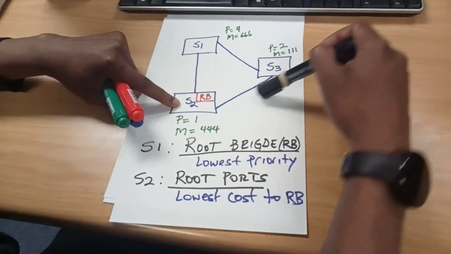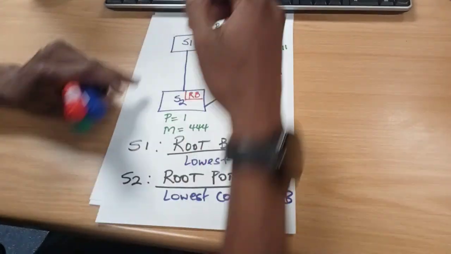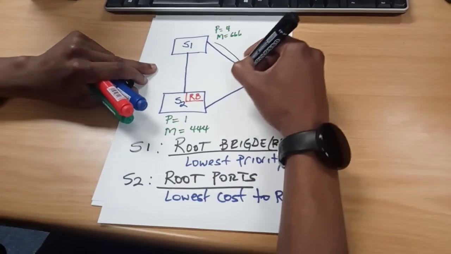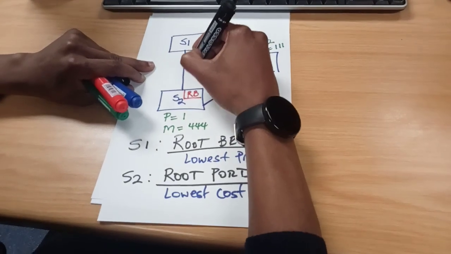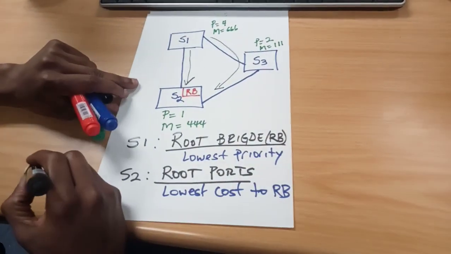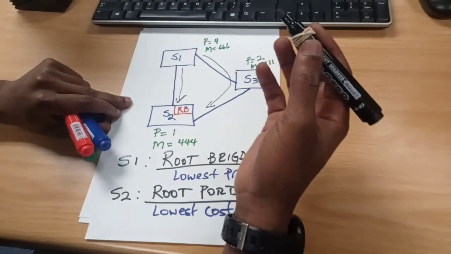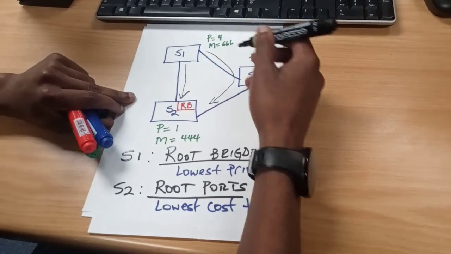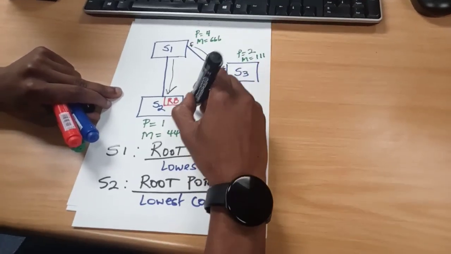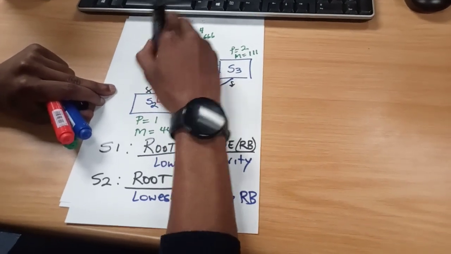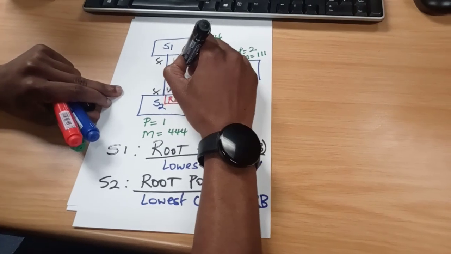You can go like this, or you can go like this. So there are 2 ways. You can come this way, or you can come this way. But if you are using Fast Ethernet on this link, Fast Ethernet means the cost is 19.